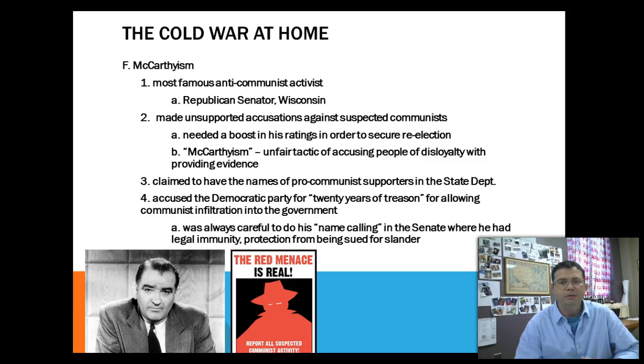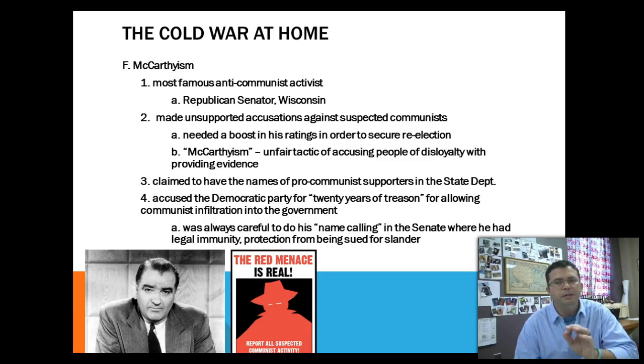And he goes very public with claiming that he has over 200 names, I believe, of people who he knows to be disloyal, people he knows to be communists. This unfair tactic of accusing people without evidence is called McCarthyism.